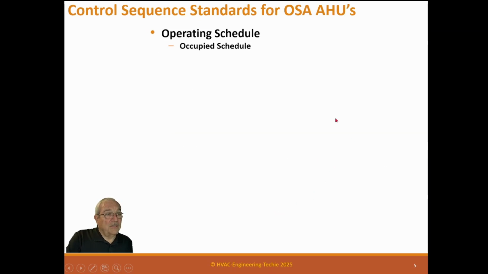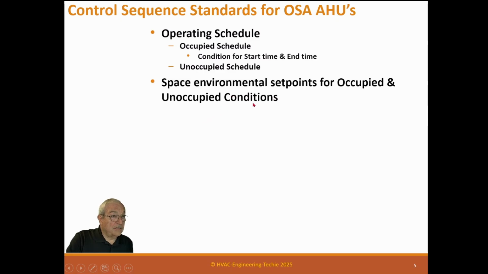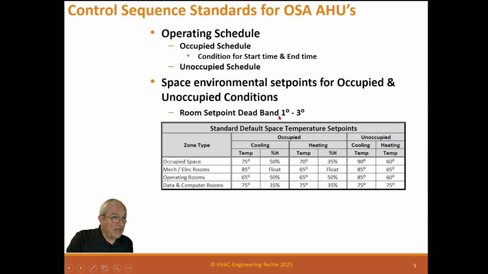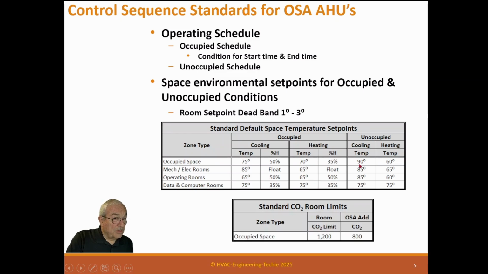All right, what sequence standards do outside air handler units need to have in them? Well, they need to have a schedule just like everything else. They need to start in time. They need to have an unoccupied schedule, what they need to do when the system's not occupied. Space environmental set points for occupied and unoccupied conditions. If the outside airflow has set points, sometimes it won't. It'll just be a single temperature, but if it has different set points, we need to know what those are. The dead band within the unit is just like any other unit. These are the standard space temperatures, which really don't apply to outside air too much, except for humidities.